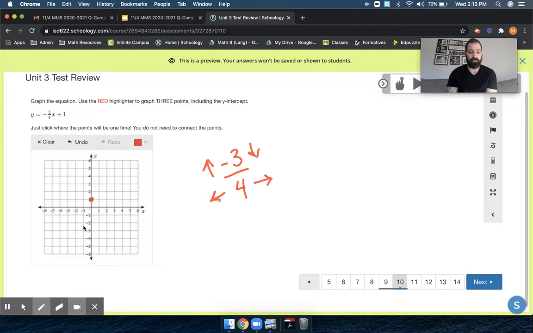So let's do my down one first. Down 3 to the right 4. It should be right here. Or up 3 to the left 4. If you notice, if I were to connect those points, it would make a line. Those are your 3 points. Make sure you know what slope means. Rise over run. You're up and down, you're left and right.